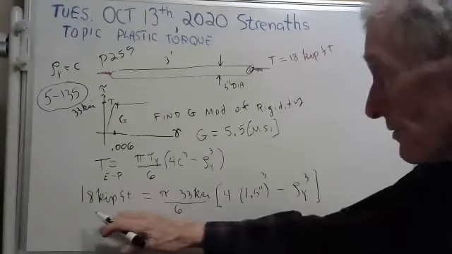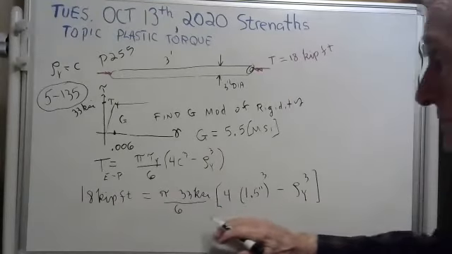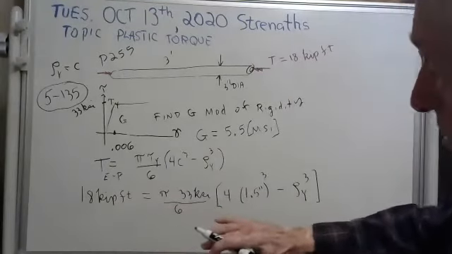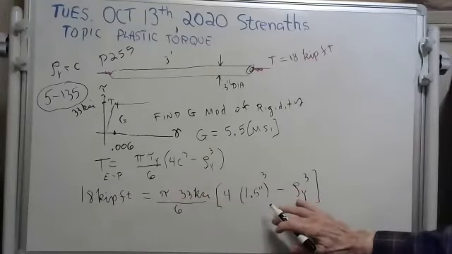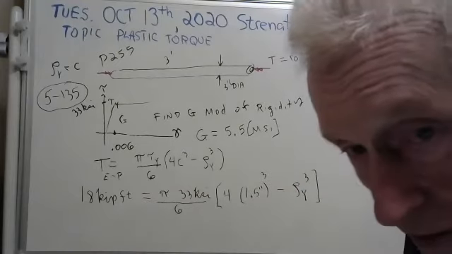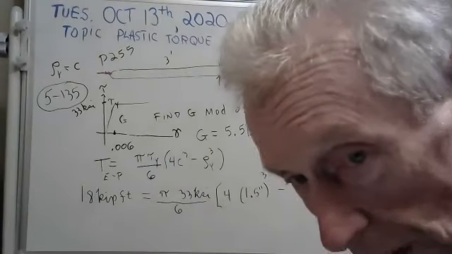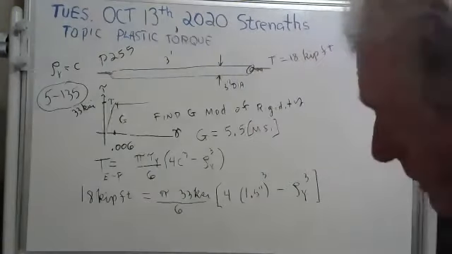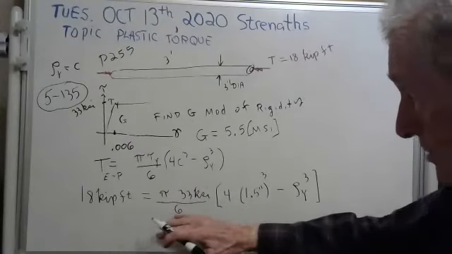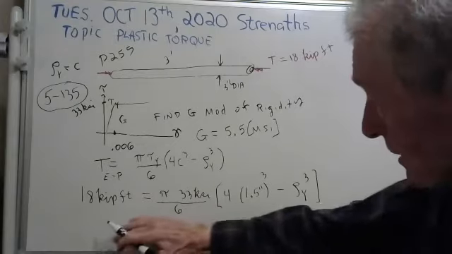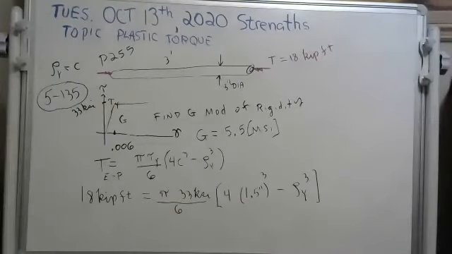Okay, now we have a lovely equation here. See it? There's only one unknown. The unknown is this radius of the elastic core. Yeah. Okay, I'm going to shut up for a minute and a half. Get your calculators out and solve for this radius of the elastic core. I'll be quiet. Go ahead.